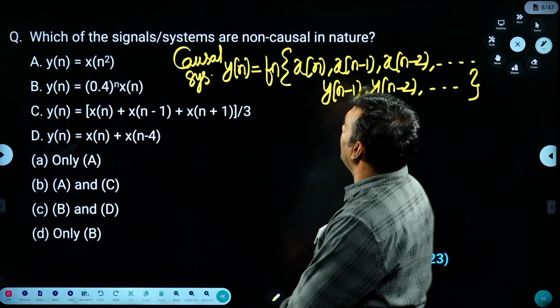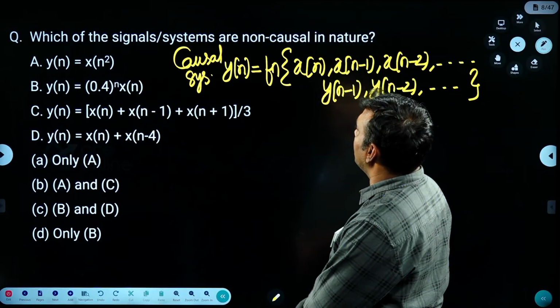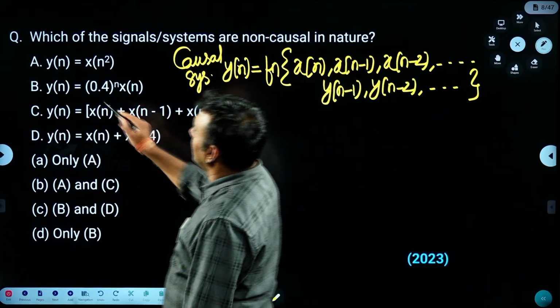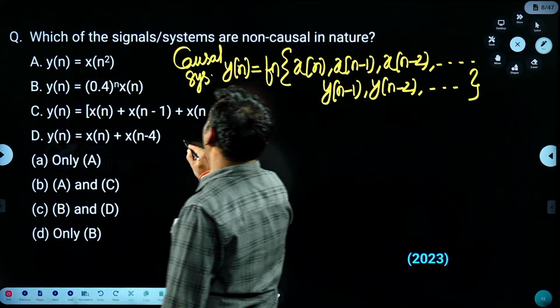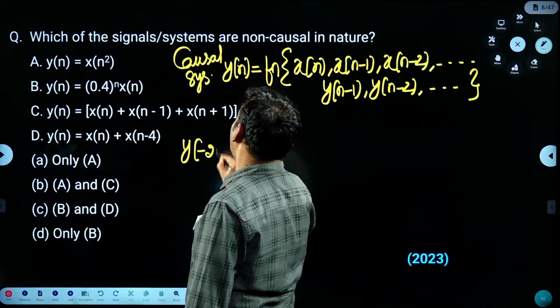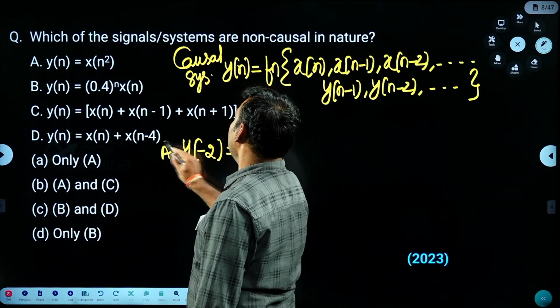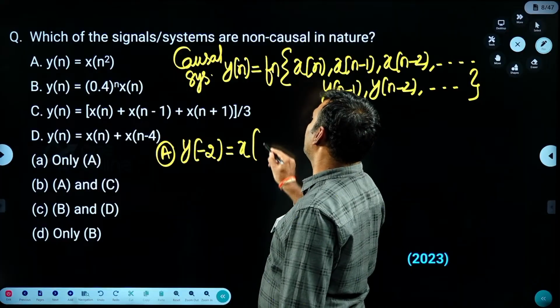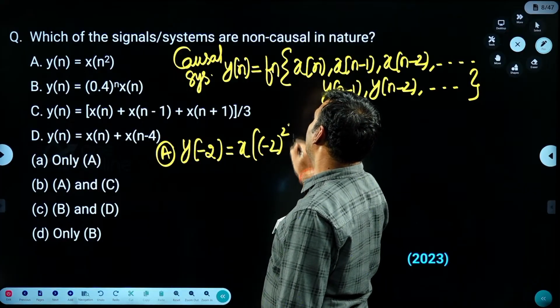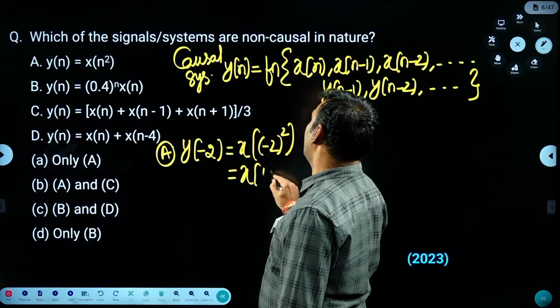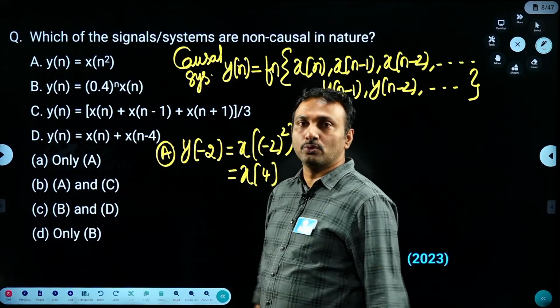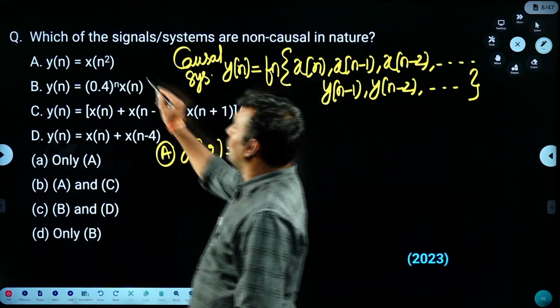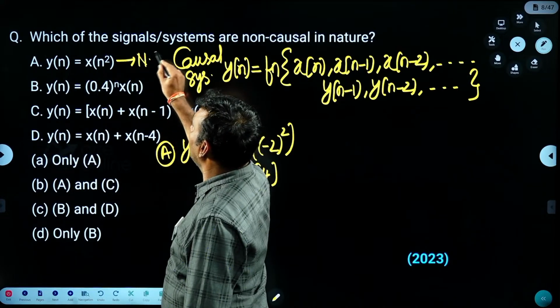The question asked is which of the systems are non-causal in nature? If you look at option A, y of n is x of n square. Suppose I want to check n as minus 2, it becomes x of minus 2 whole square, that is x of 4. You are checking the output at minus 2, but the input is needed at 4, so it is non-causal.